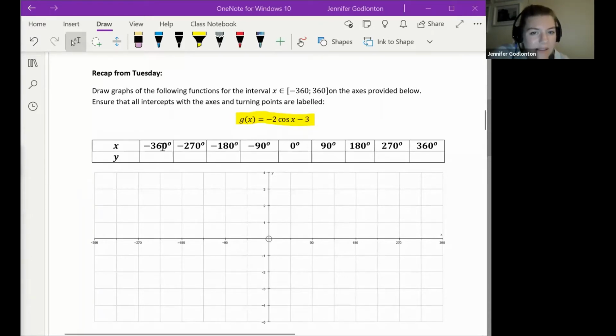Yes, exactly. Our x is now going to be negative 360, and then negative 270, and then negative 180, and then negative 90. Okay, I'm just going to chuck this in my calculator because I also want to make my life nice and easy. So I'm going to say negative 2 cos alpha x, close up that bracket. Don't forget to close up the bracket. Minus 3 is equal to. I'm going to start at negative 360, end at 360, and step in 90 degrees.